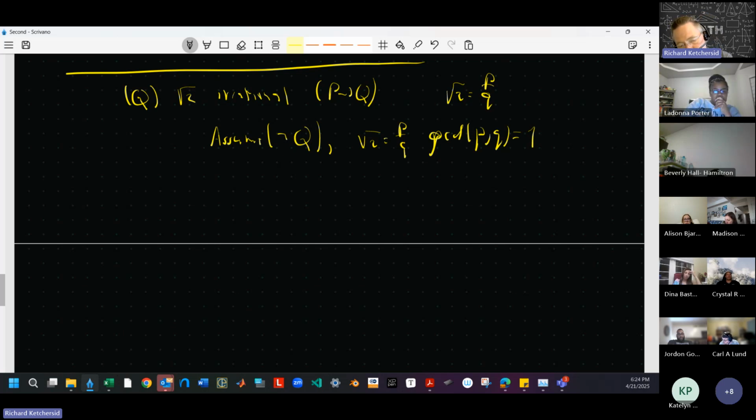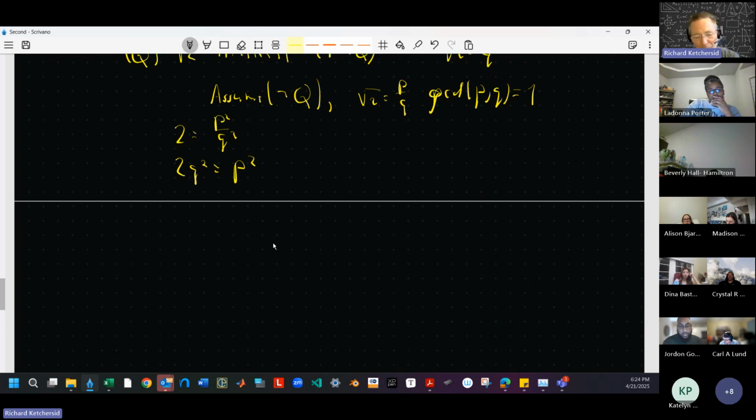And then we can square, so that we get 2 is equal to P squared over Q squared. And then I can get 2Q squared equals P squared. Obviously, here's a place where I'm not writing down the justifications for each step along the way. But what does this tell me? 2 is prime, and so 2 divides this side, so 2 must divide that side. So 2 must divide P squared. But the only way a prime can divide P times P is if 2 divides P. This would imply that 2 divides P itself.